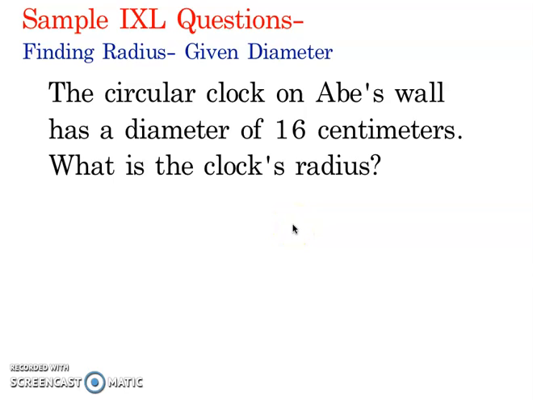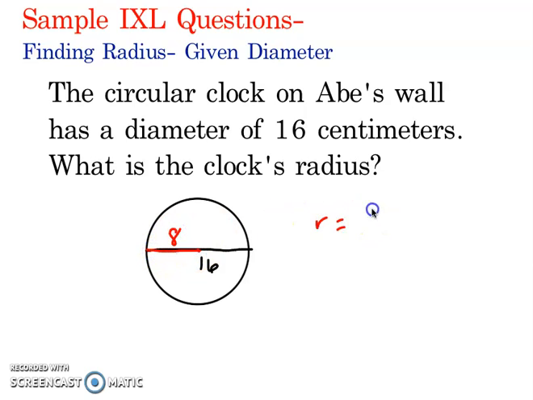Next question is very easy, and a lot of people get confused on it, but you don't really have to apply a formula. So it's finding the radius given the diameter. So a circle clock on Abe's wall has a diameter of 16 centimeters. So if we have this circle clock, right? Let me just move it down. Here's a circle. The diameter is 16 centimeters, so that would be straight across. We just want to find the radius, and the radius is half the diameter. So the radius would just be 8 centimeters. You just take the diameter and divide it by 2, and that is how you find the radius.